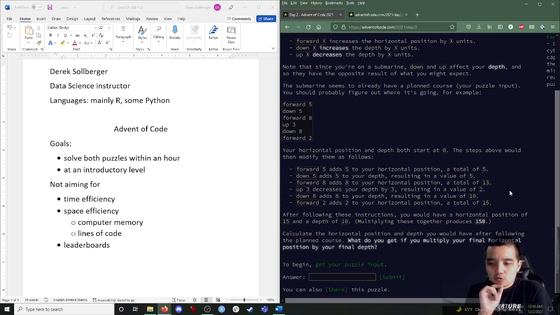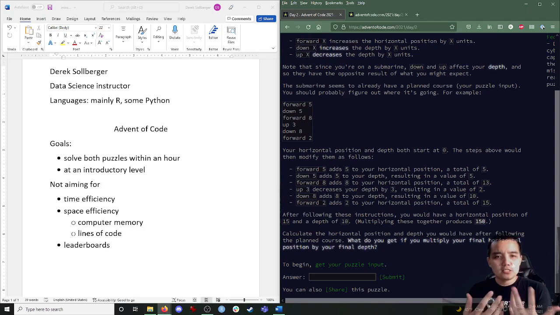Forward 8 adds 8 to the horizontal position, so 5 plus 8 is 13. Up 3 decreases your depth by 3. Your depth was 5, decreases by 3, so now your resulting value is 2. Down 8 adds 8 to the depth, 2 plus 8 is 10. Forward 2 adds 2 to the horizontal position, 13 plus 2 is 15. After following these instructions, you would have a horizontal position of 15 and a depth of 10.